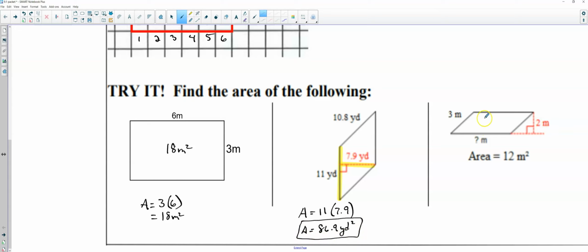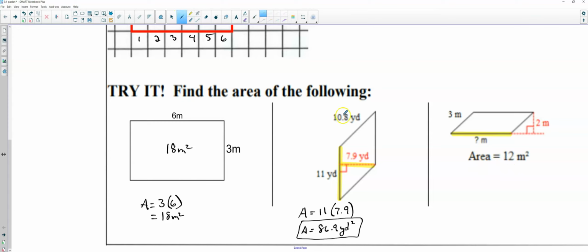Take a look at this one. It's a parallelogram. They give us a slanted height right here, but we don't care about that one. We only want the one that is perpendicular to the base. And then they're asking for the base. So what I'm looking for in this case is the length of this base right here. How long is it? The information given is that the area is 12 square meters.